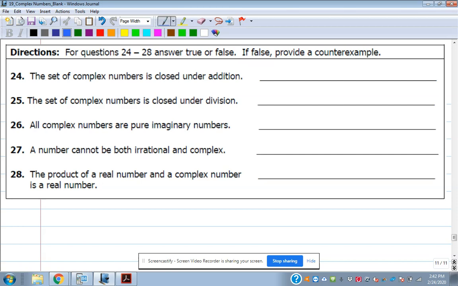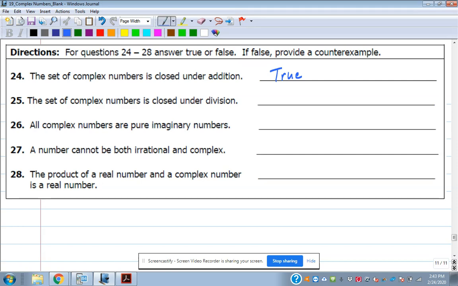Think back to our chart. Complex numbers is the biggest set, right? So every number falls into that, right? It doesn't matter what kind of number we start with. That'd be true. Yeah, complex numbers is closed under addition because every number that you have to classify, when you go to classify numbers, you need to put C on all of them because they're all complex. Every number is complex. Okay.